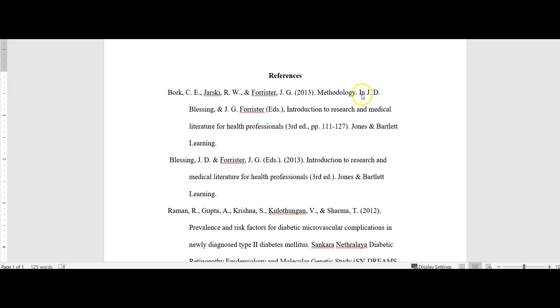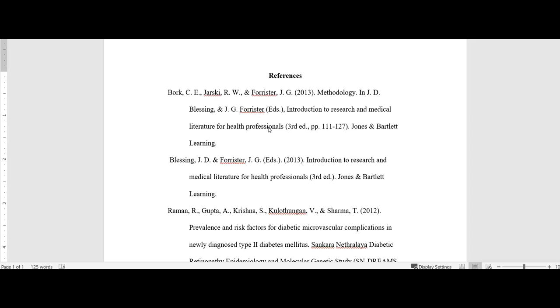Then I tell the reader that this is in an edited book. My editors are J.D. Blessing and J.G. Forrester. Note that editors in this position do not have inverted names. The initials appear first and then the last names. Then I see that the title of the book is Introduction to Research in Medical Literature for Health Professionals.